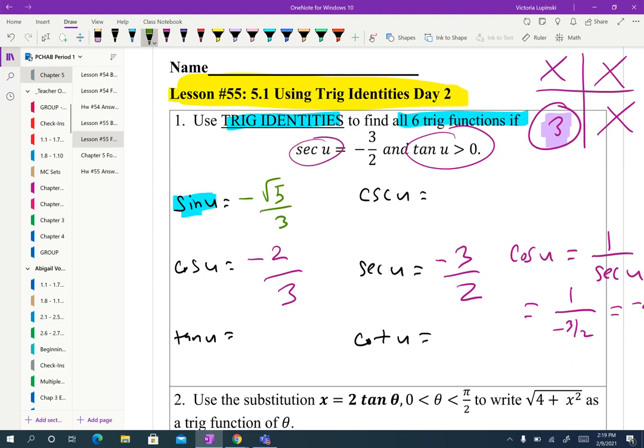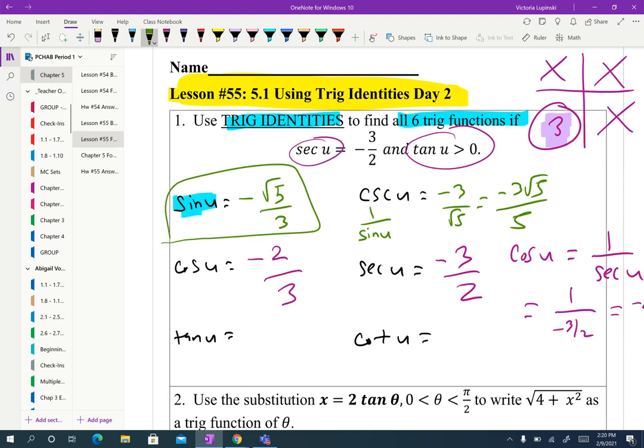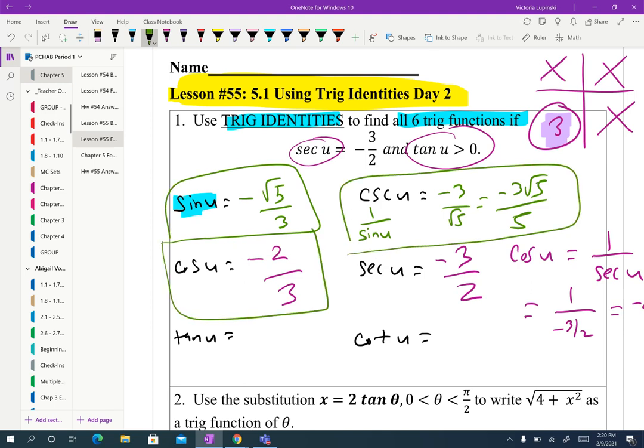Then once we have that, the fact that the cosecant is equal to 1 over the sine of u means that you can do 1 over the square root of 5 over 3, or you can simply just flip it. So that would be negative 3 over the square root of 5, which would become negative 3 radical 5 over 5. So we've got the sine and the cosine and the cosecant and the secant.